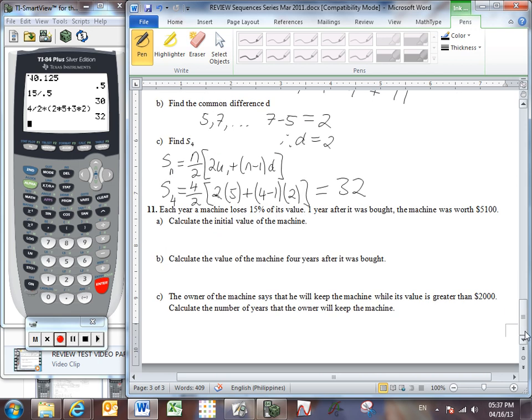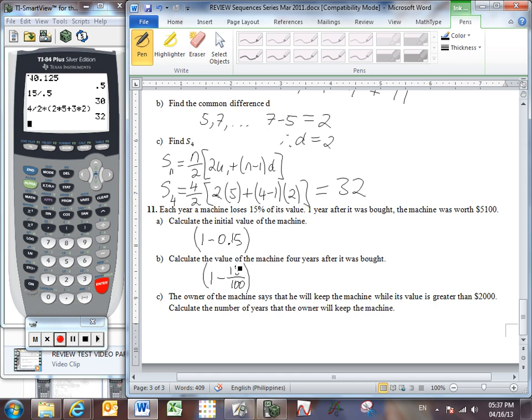And the last problem on this sheet. Each year a machine loses 15% of its value. So the machine loses 15% of its value. If you prefer, you can write it as 1 minus 15% like that. That would be okay.